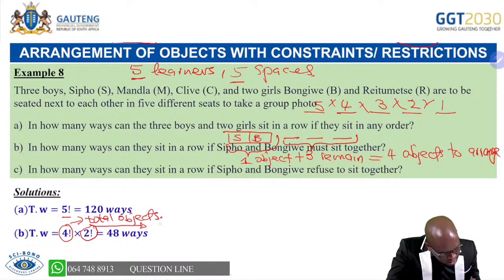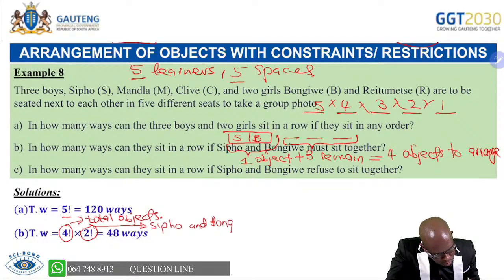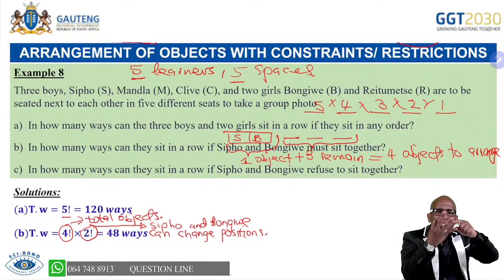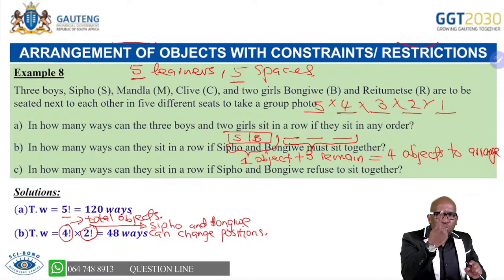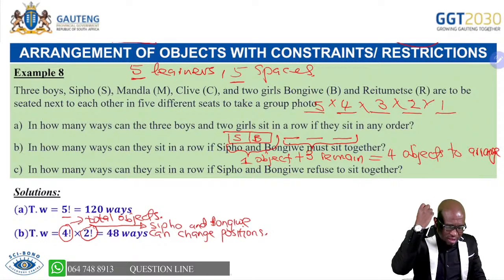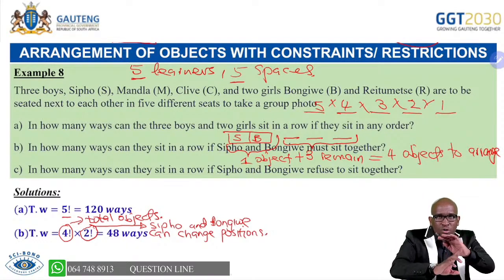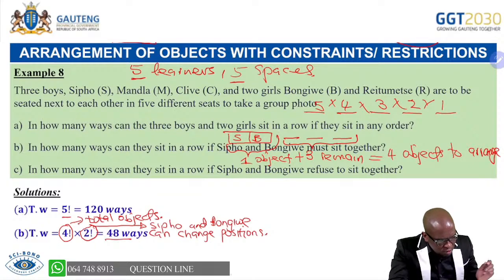So this 2 factorial is coming from the fact that Sipho and Bongiwe can change positions. So you have two tasks to do. Task 1 is to arrange the 4 objects, which is 3 remaining plus 1 group, which you treated as a single object. And then task 2 is to arrange within those objects that were treated as a single object, there are also further arrangements. So this would give us 48 ways.